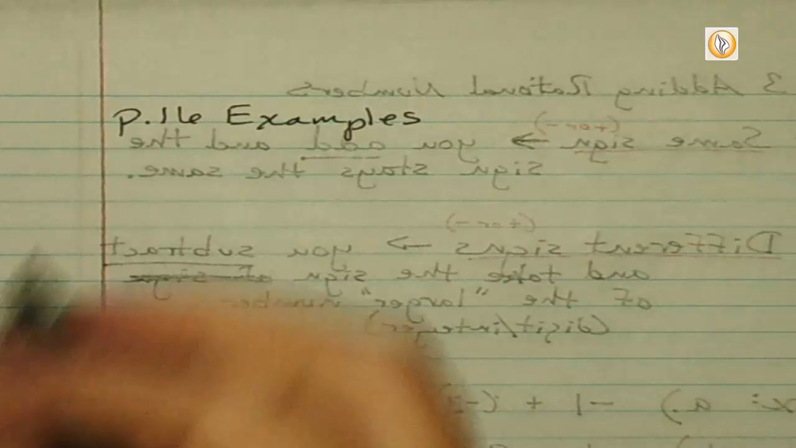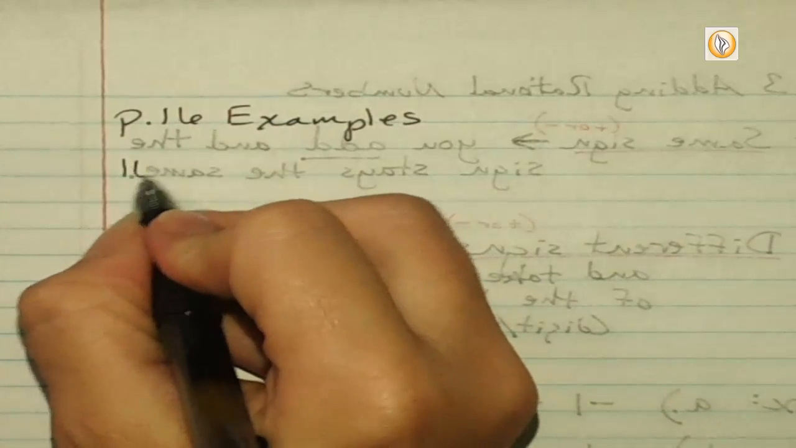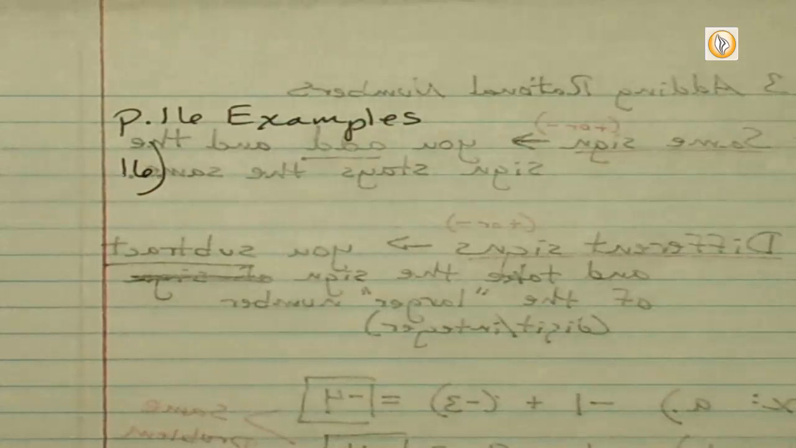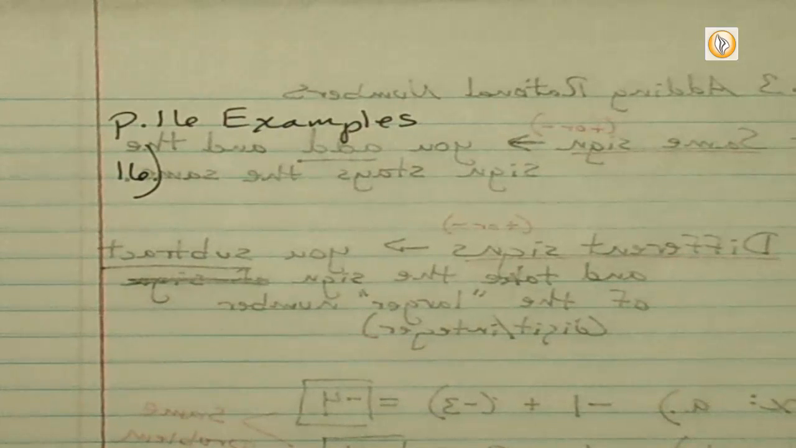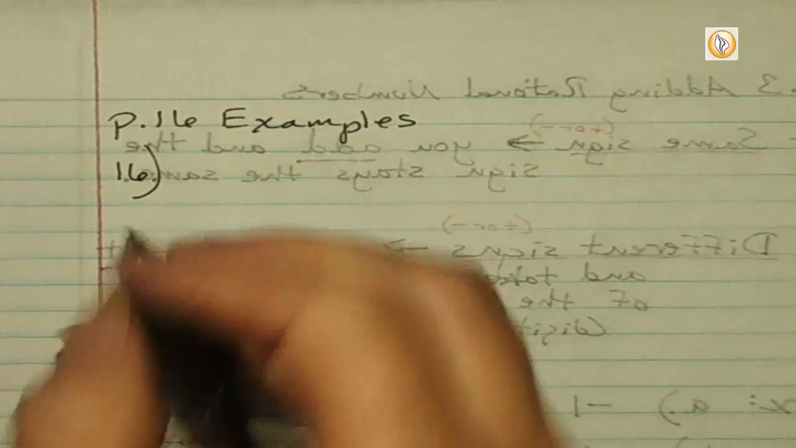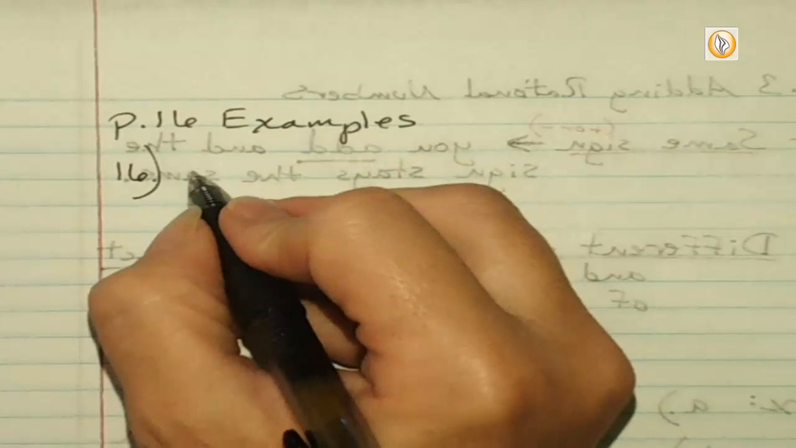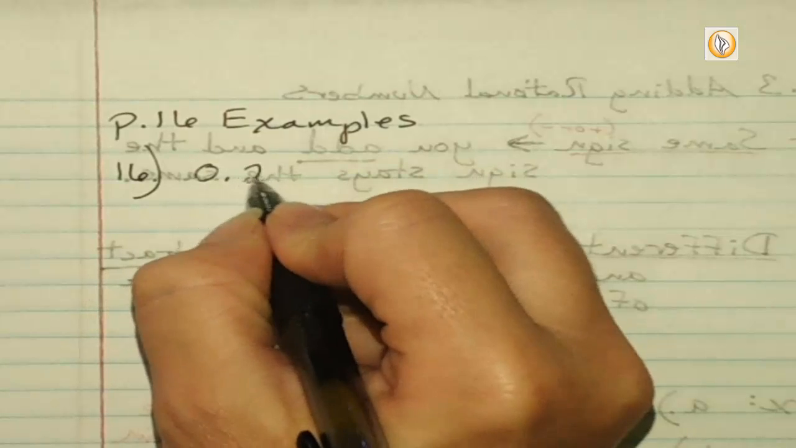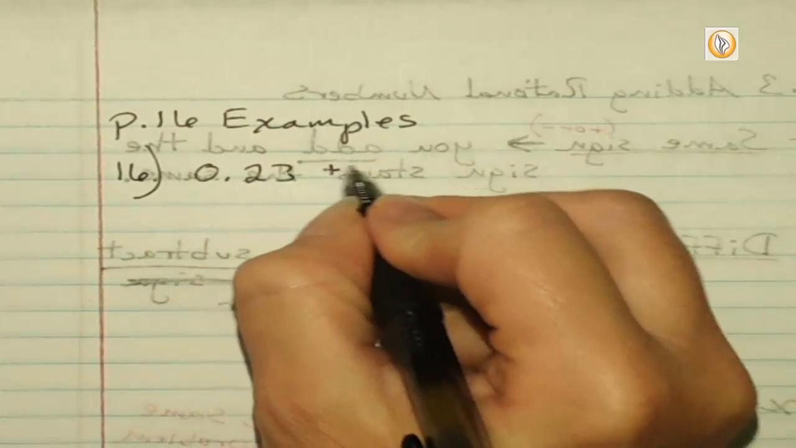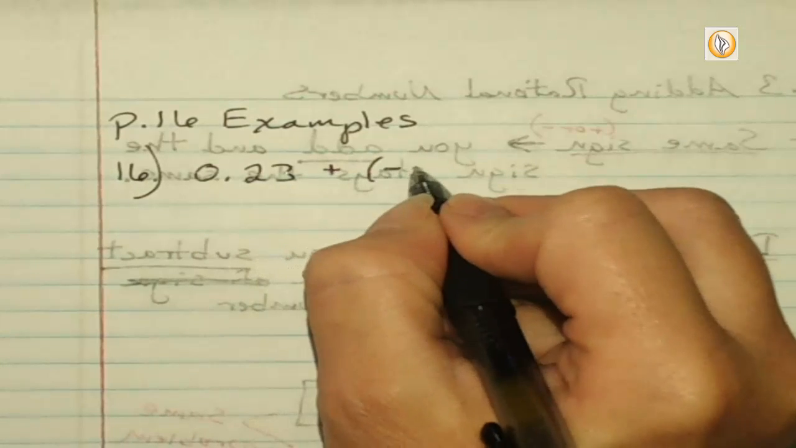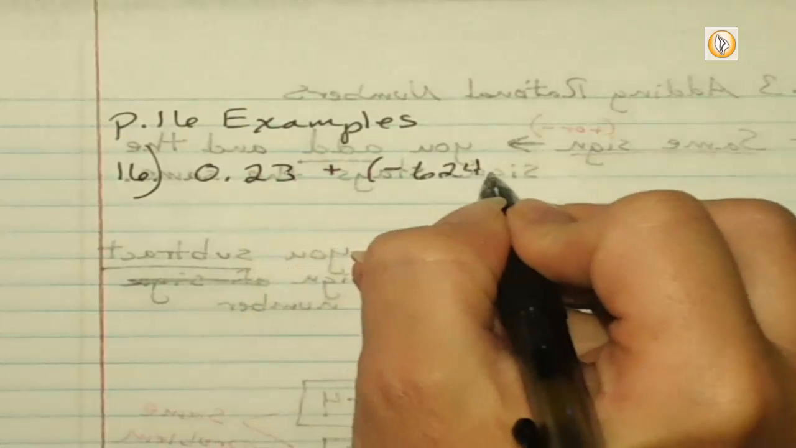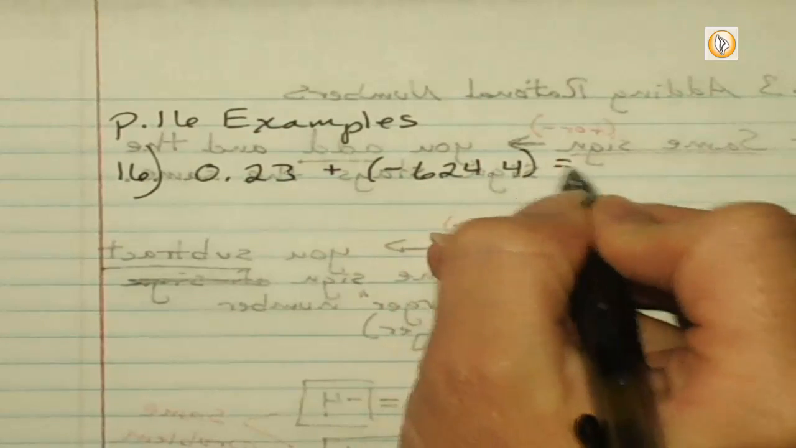So we are going to jump down to number 16 because I don't think you need the top part. I might have y'all do some for homework, but we're going to jump to the more difficult things. Point 23 plus negative 624.4.